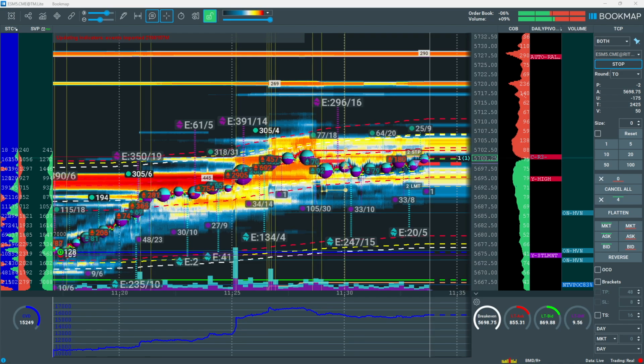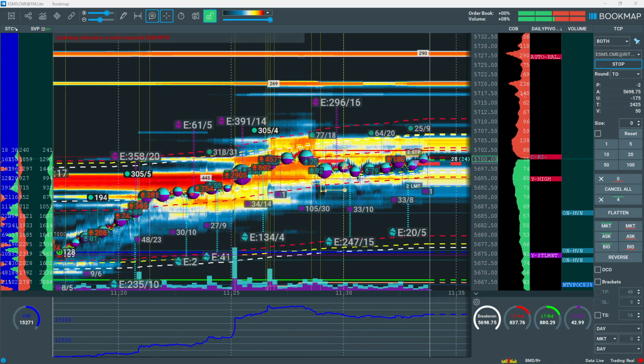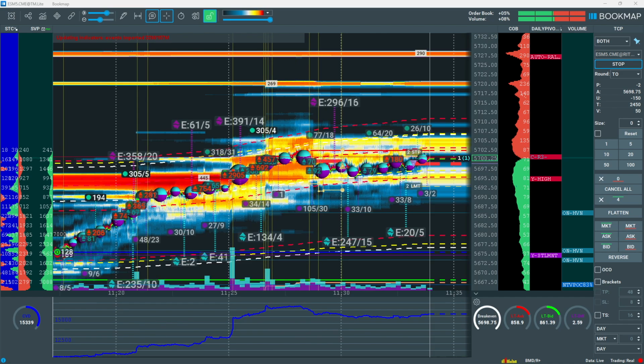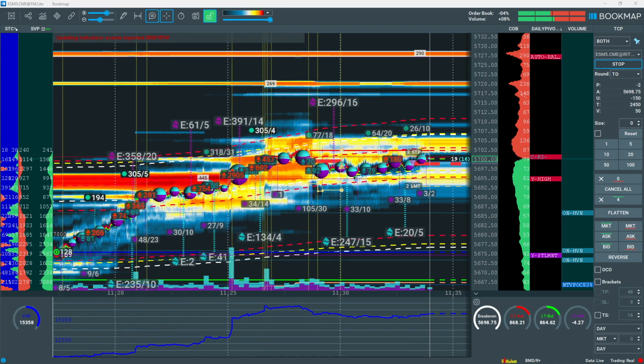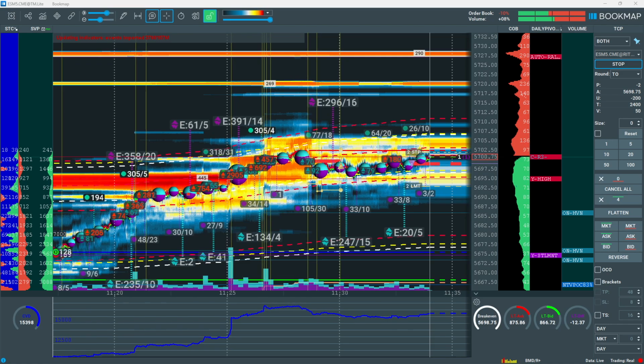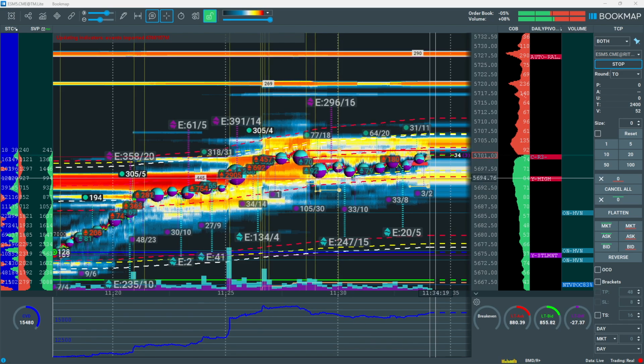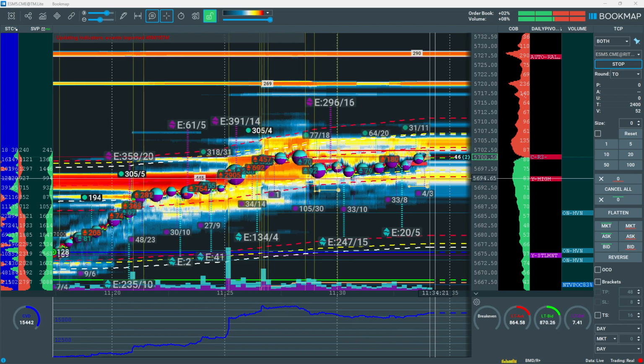All right, we're seeing signs of exhaustion there. Let's see if sellers take control. And they're not. All right, so I'm gonna jump out of this trade. And let's wait, let's see.